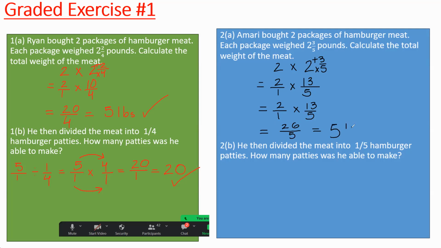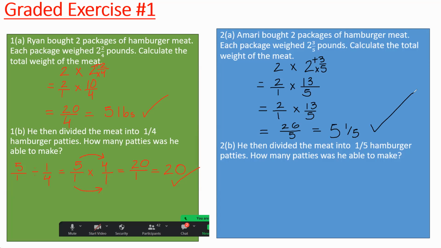Very good explanation. China, did anyone else get 5 and 1/5 for number 1? Yes, sir. 5 and 1/5. Okay. Only those 3. Anyone else got 5 and 1/5 for number 1? Let me know. I did. Yes, sir. Okay, very good.